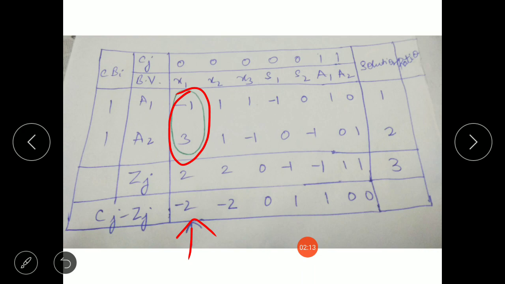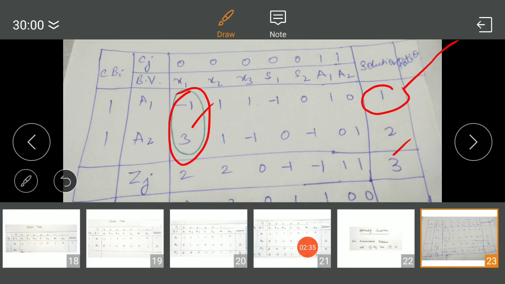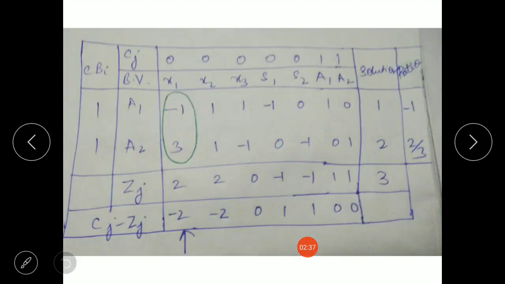Now the next step is to find the key row. For finding the key row, we need to find the ratio. Ratio is the division of the elements of the solution by those of the key column. So the first element of the ratio will be 1 divided by minus 1. The second element of the ratio will be 2 divided by 3.